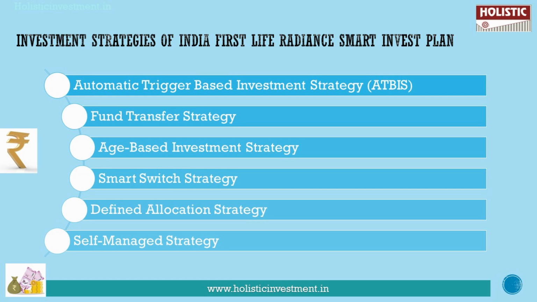Next, we have the fund transfer strategy of the India First Life Radiance Smart Invest Plan. Here you have to choose two fund options, one debt type fund and another equity type fund. After your premium is deducted for applicable charges, the premium will be allocated to your chosen debt oriented fund along with existing units in that fund, if there were any. Then the units from the debt oriented fund will be transferred systematically on a monthly basis to the chosen equity oriented fund.